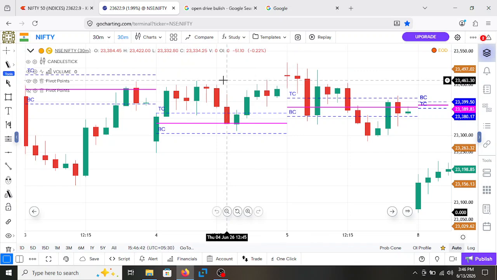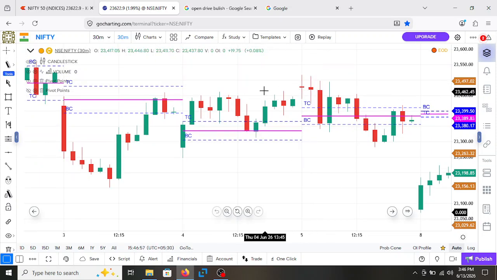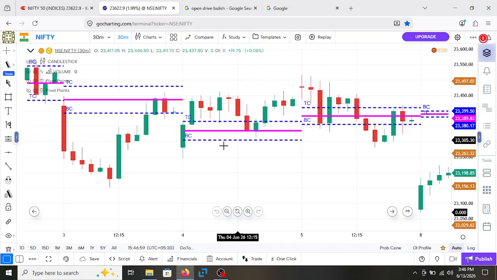When the open auction comes, we can expect a sideways market, or we can say the market waits to strike for a big move in the upcoming session or the same day session. This is the open auction outside the range.